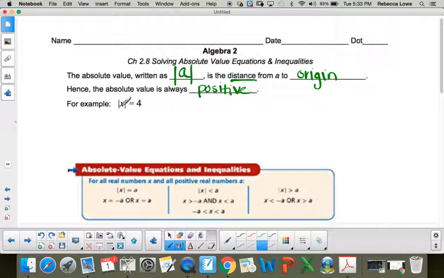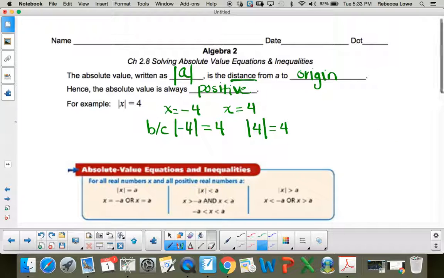It says what values are 4 units from the origin? Well, there's 2 values that are 4 units from the origin, -4 and 4. So x could be either one of those. Both of those are 4 units from the origin because the absolute value of -4 is 4, and the absolute value of 4 is also 4.